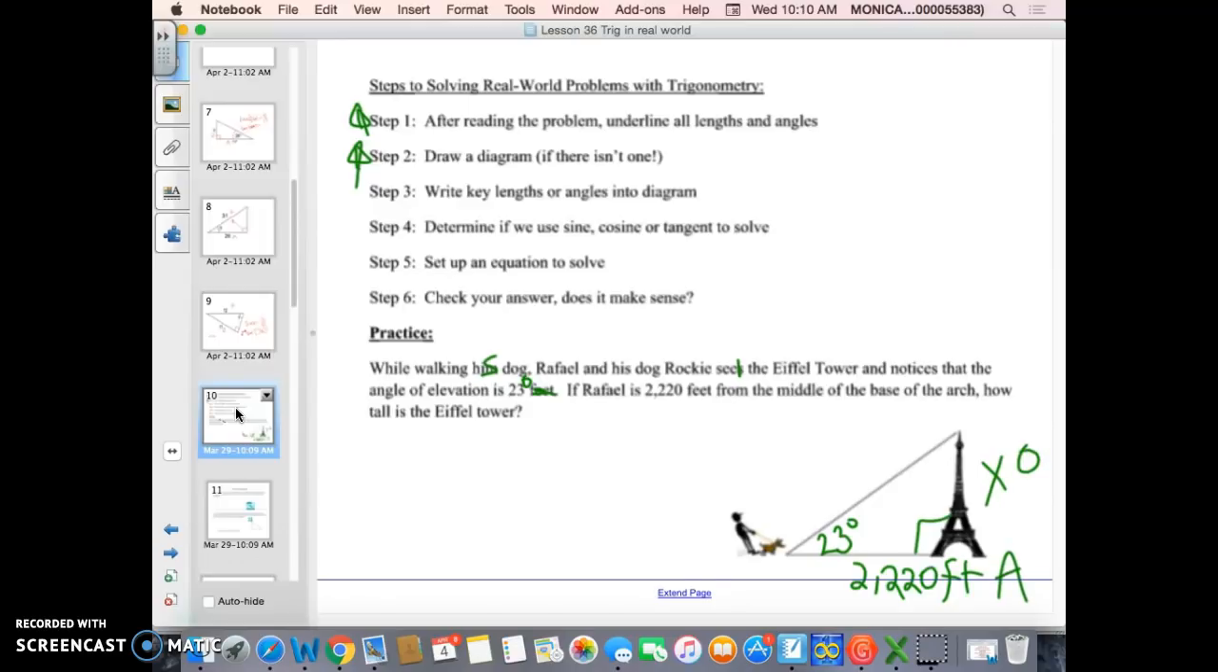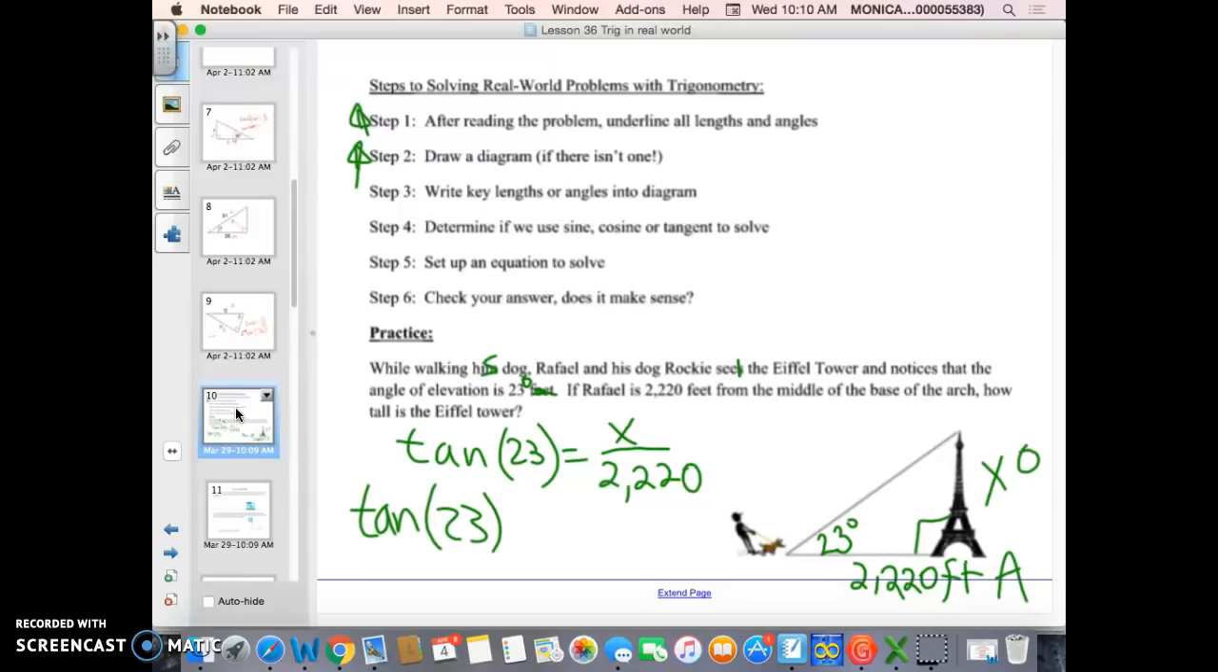So this is a tangent problem, and basically the tangent of 23 equals x over 2,220. And again, I'm not going to do the problems. You can type them in your calculator easily. X is up high, so multiply, right? So the tangent of 23 times 2,220 will give you the height of the Eiffel Tower.